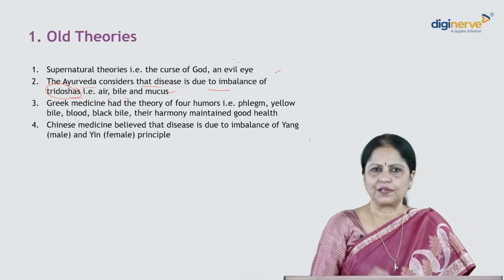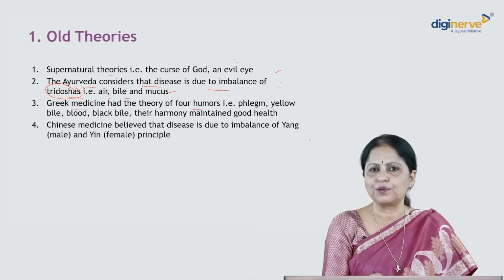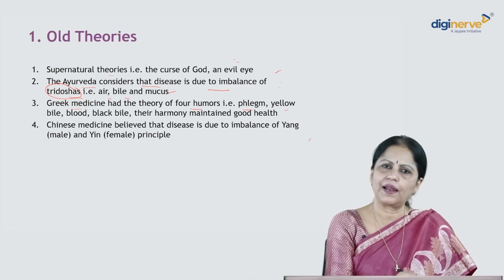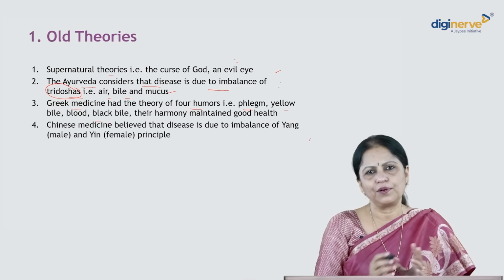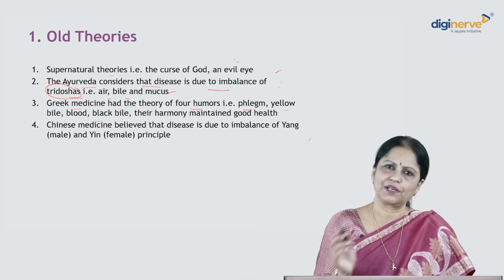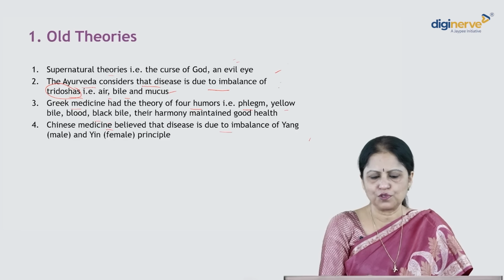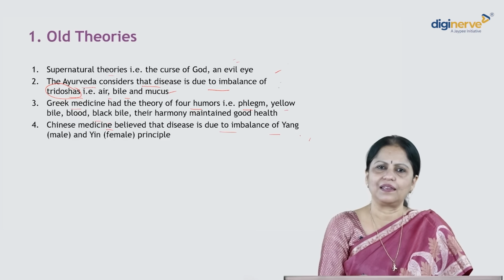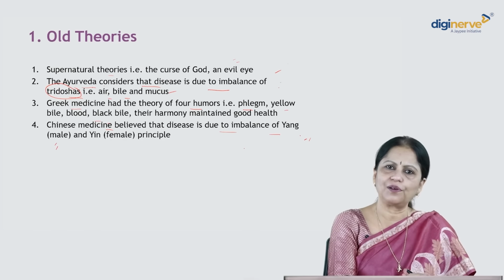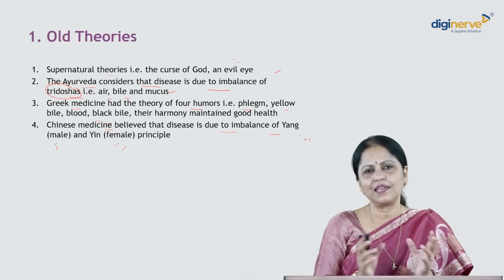So this is Ayurveda. Similarly, in Greek medicine, they followed the theory of four humors, that is phlegm, yellow bile, blood and black bile. And harmony of all these maintains good health, and if there is imbalance, the person becomes diseased. Similarly, in Chinese medicine, they have the concept of two principles, that is yang and yin. Yang represents the masculine principle and yin represents the feminine principle. And again, harmony between these two principles keeps a person healthy, otherwise the person develops disease.